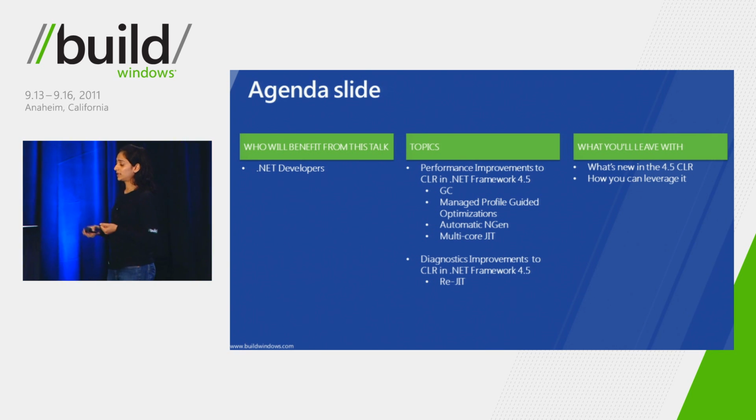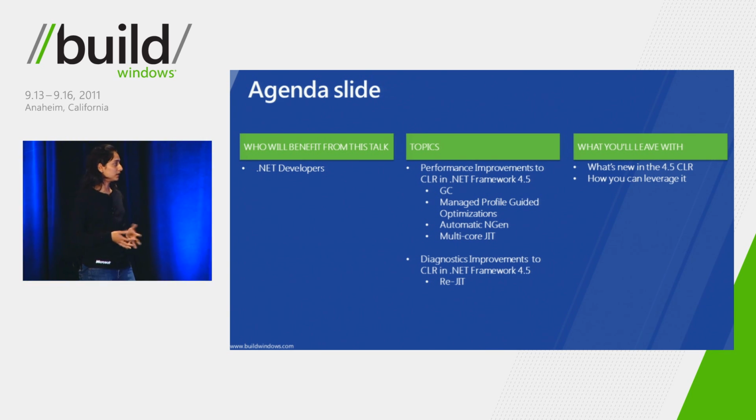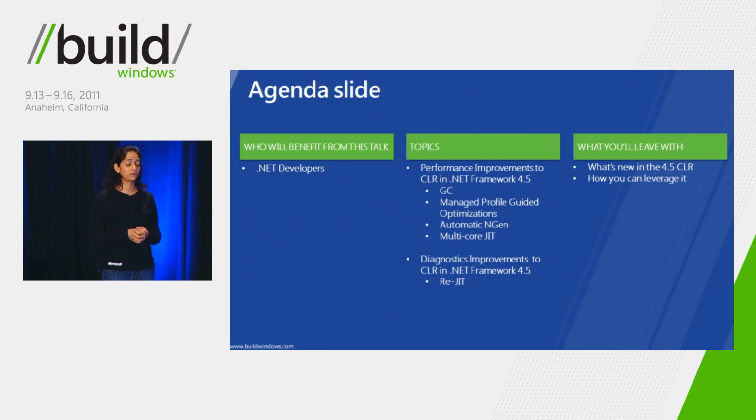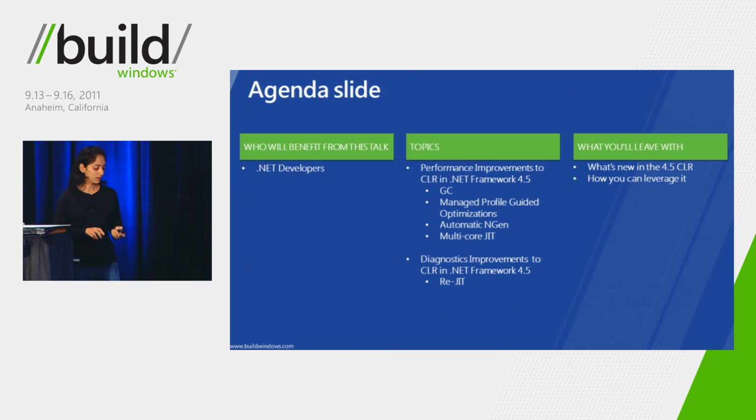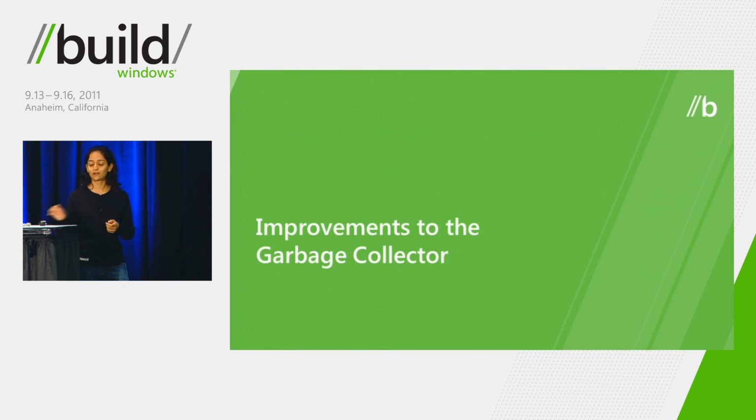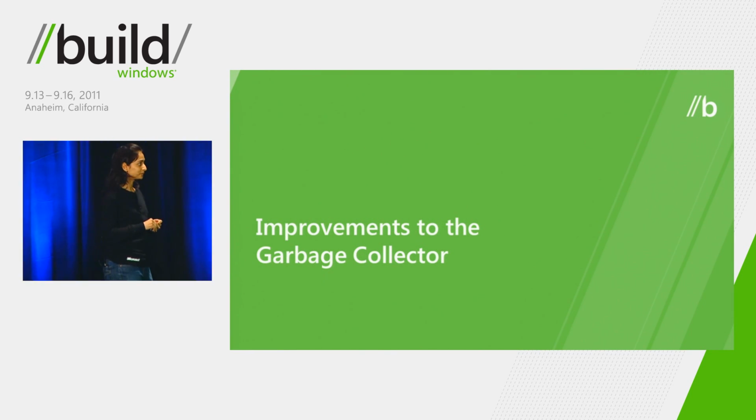What we hope you leave with today is a really great understanding of what's new in the 4.5 CLR. We're innovating a lot in this space. We're not actually going to have time to cover everything that we've done in the 4.5 CLR, but we'll try and cover the big ticket items today. And hopefully you can also leave with a very good understanding of how to leverage some of these improvements that we made. So with that, let's get started with the garbage collector.